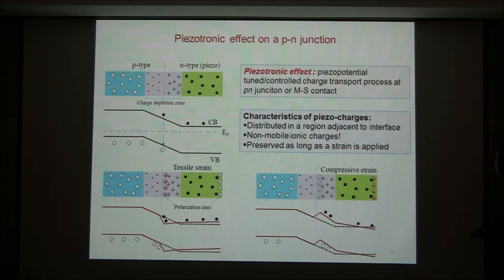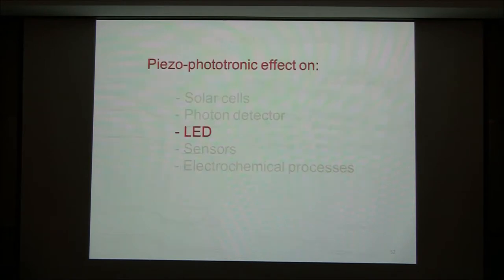Also it can shift the depletion zone to the right-hand side or to the left side, because the positive ions repel the p-type doping. They shift the depletion zone to the right-hand side, or negative ions repel the negative doping here to the left-hand side. So this shift of the depletion zone, as well as the change of band, can gigantically change the Schottky barrier, and gigantically change the optoelectronic process at the interface. And this is the fundamental of the piezophototronic effect at the p-n junction.